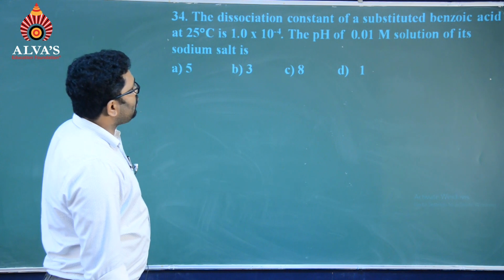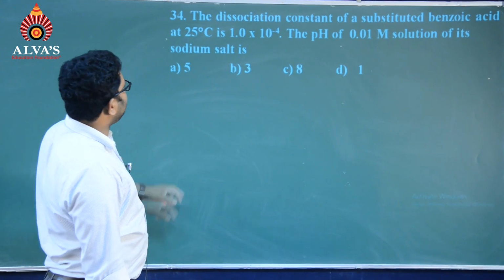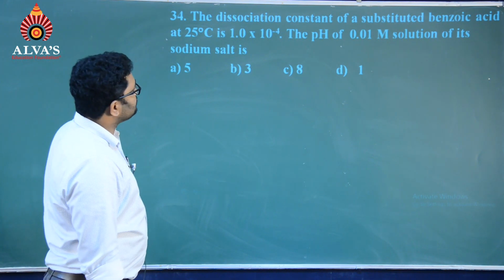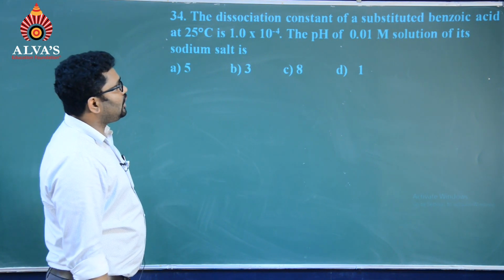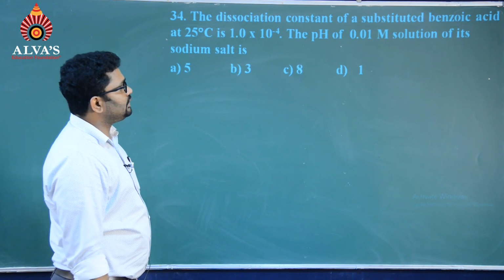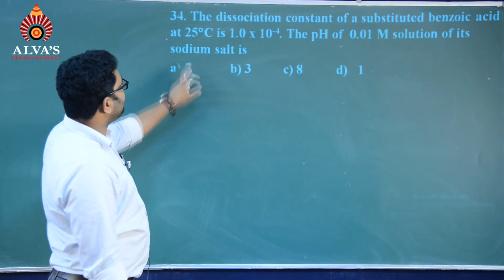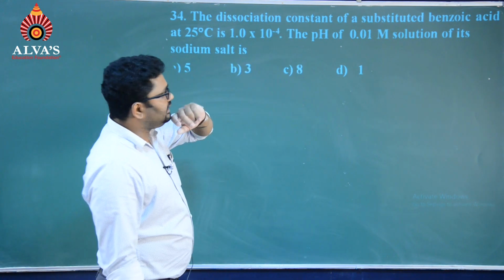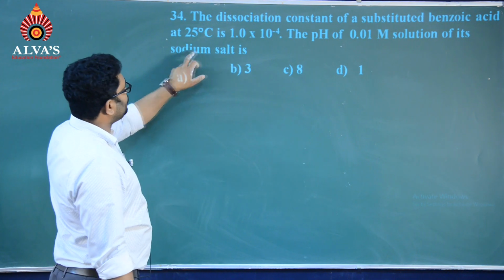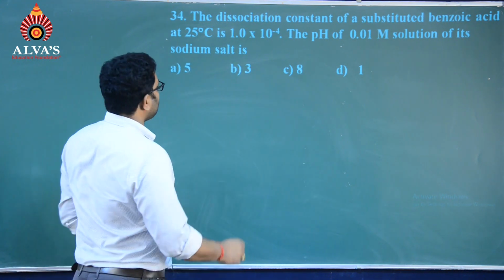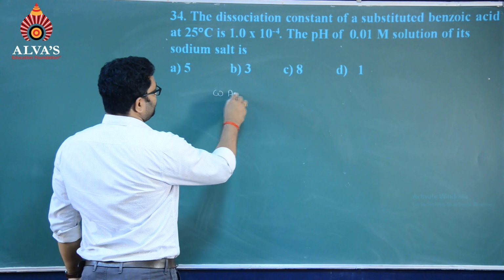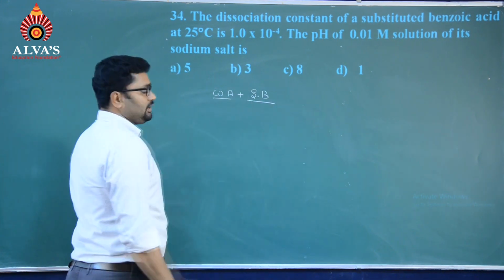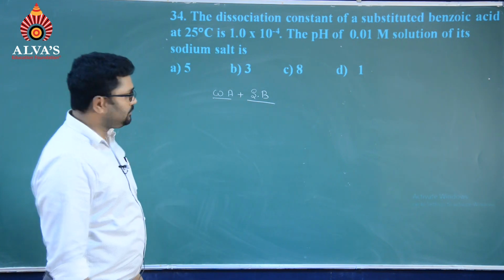Question number 34. The dissociation constant of a substituted benzoic acid at 25 degrees Celsius is given, that is 1 into 10 to the power minus 4. Find the pH of a 0.1 molar solution of its sodium salt. Students, benzoic acid is a weak acid and its sodium salt is given, so it is a salt of a weak acid and a strong base.